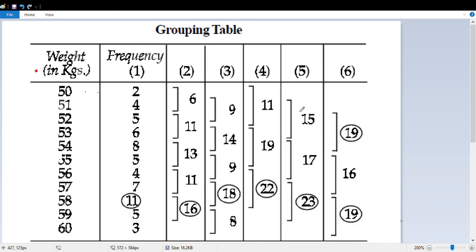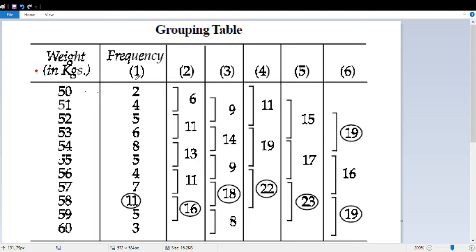Column number 5 contains frequencies summed up in 3's by leaving the first frequency, that is 4 plus 5 plus 6 we get 15. In the same way, column number 6 contains frequencies summed up in 3's by leaving the first two frequencies, 5 plus 6 plus 8, so that we get 19.